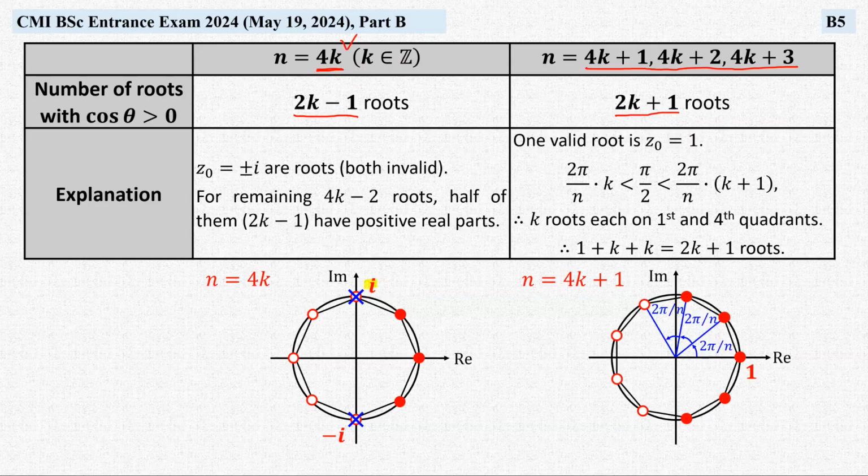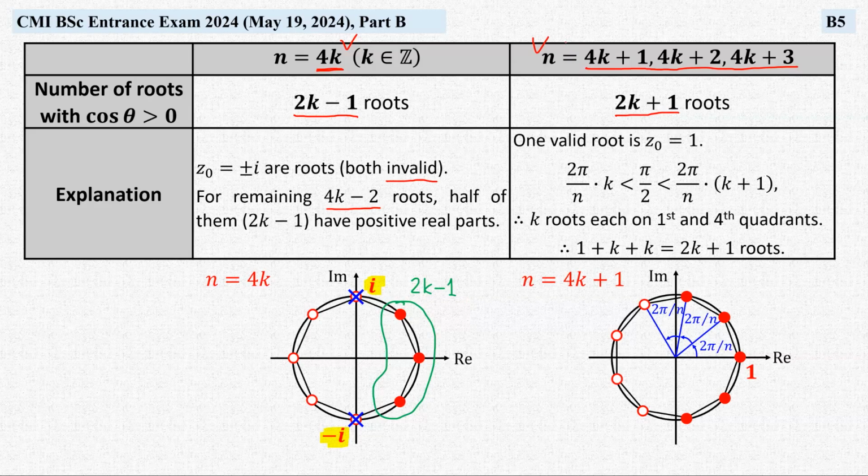This is the case where both i and minus i are roots of the equation of z0. However, because these two roots are on the imaginary axis, both are invalid roots. This leaves 4k minus 2 remaining roots, and because of the symmetry in this case, only half of them, hence 2k minus 1 roots, have positive real parts and thus satisfy the cosine condition.